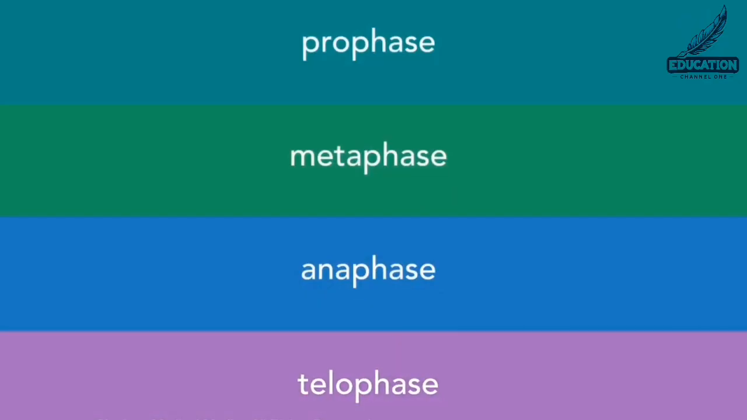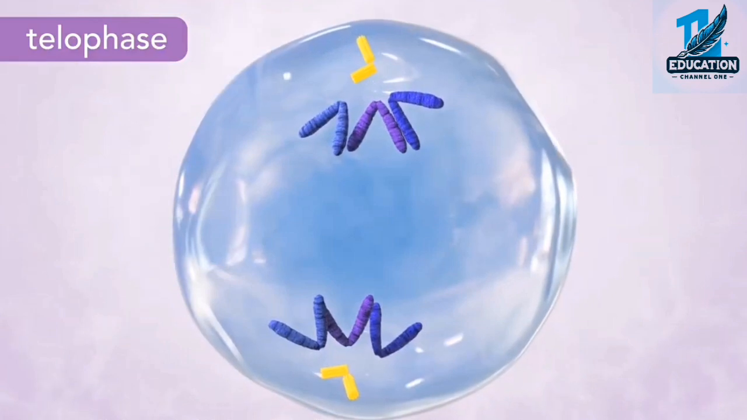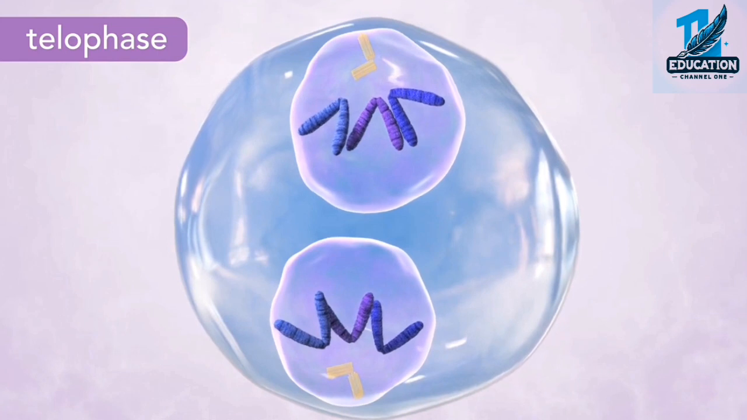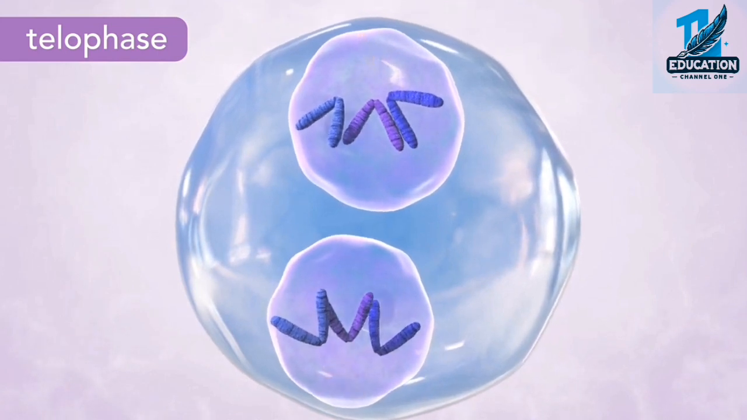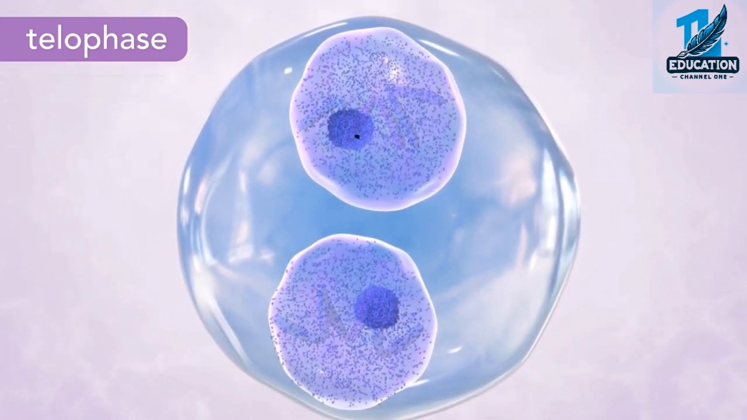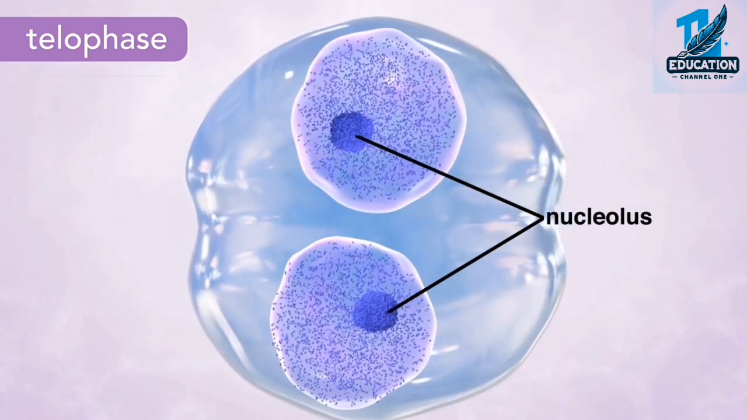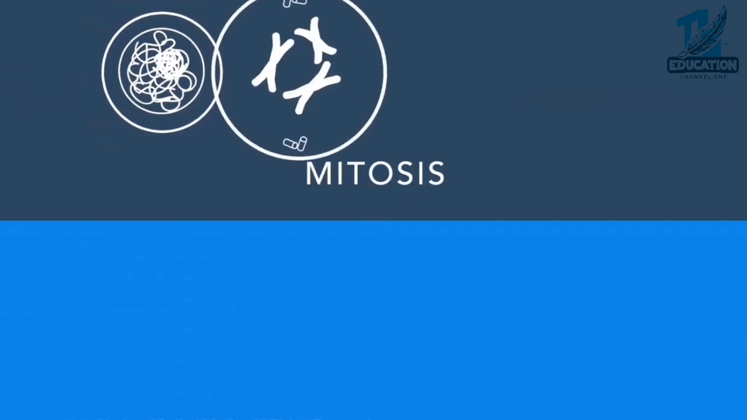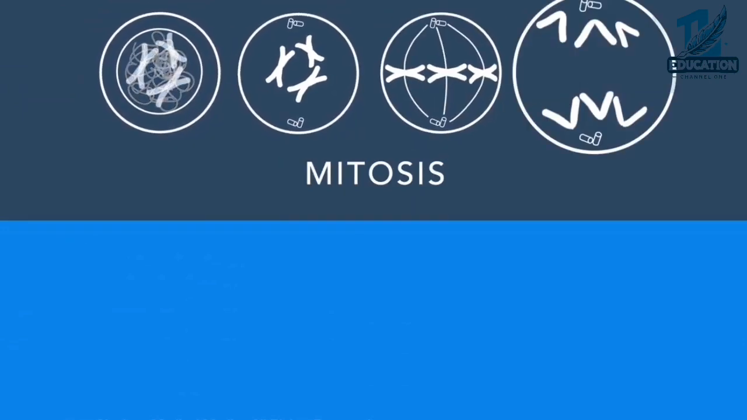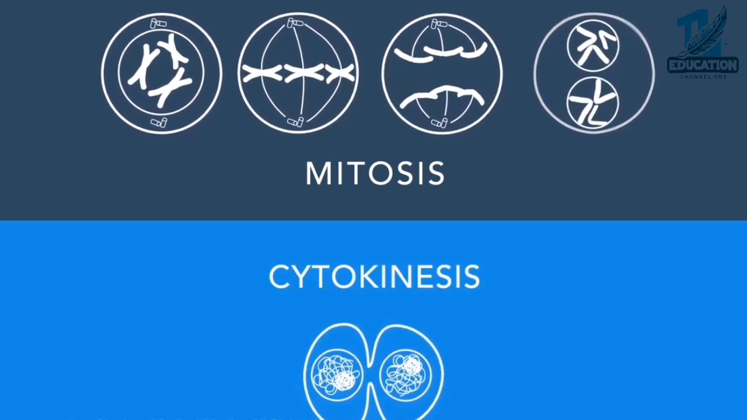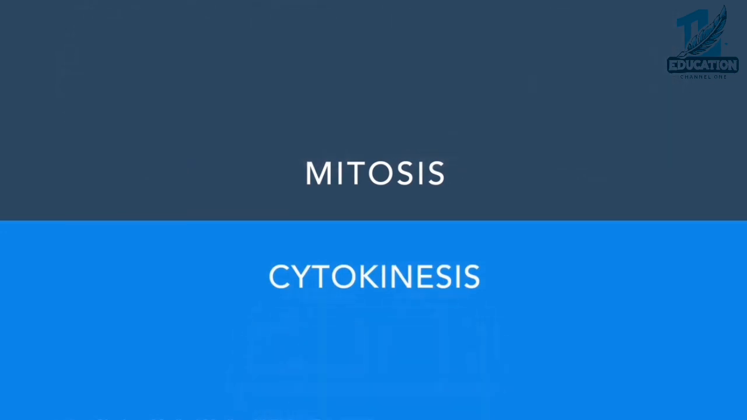Telophase is the final stage of mitosis. In telophase, a nuclear membrane reforms around each set of chromosomes. Then the chromosomes spread out into chromatin, and the nucleolus becomes visible once again. Mitosis, the division of the nucleus, is now complete. The final step of the M phase is cytokinesis, the division of the cytoplasm.